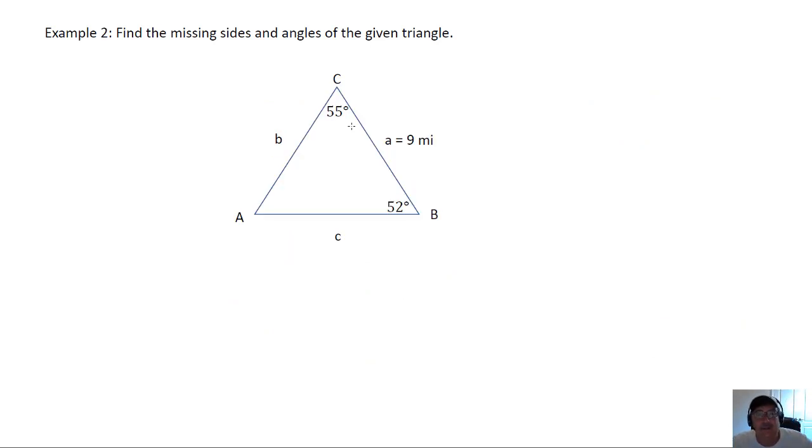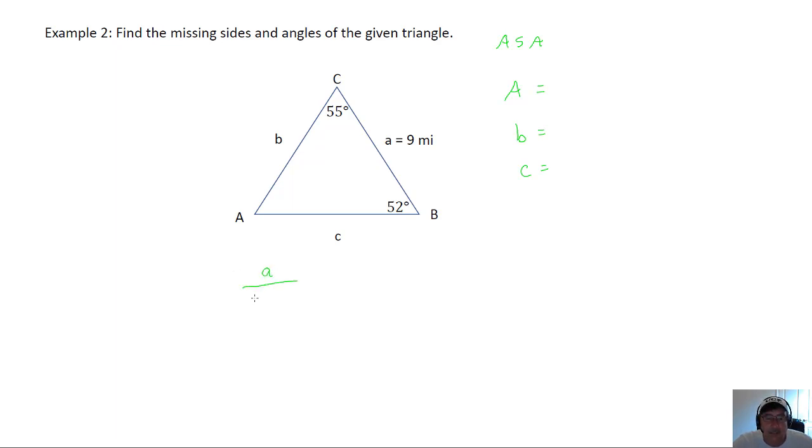Example 2, find the missing sides and angles of this given triangle. Now this one is an angle side angle, if you notice here. All right, and we want to find in this one angle A and sides B and C. Now notice this one I labeled 9 miles. Now this is just the uniqueness of trigonometry. I mean, these relationships could work with any units. I mean, feet, yards, miles, inches. So trigonometry, very important as far as being able for us to calculate many things.